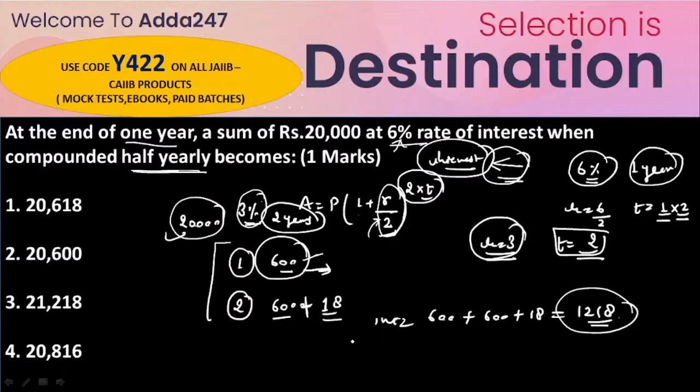Just add this to the principal amount and you will get the answer. That would be 21,218 rupees. This is how we can solve.